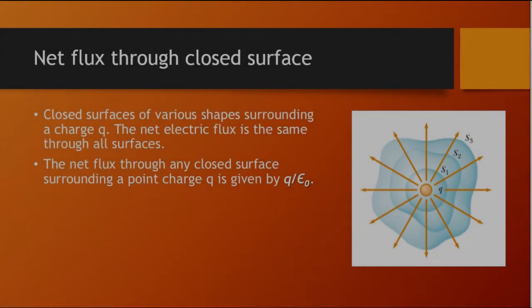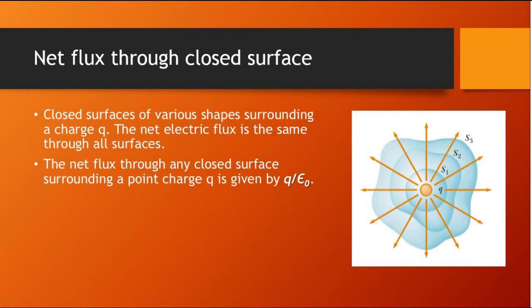Now consider several closed surfaces surrounding a charge q. As shown in the figure, surface S1 is spherical but surfaces S2 and S3 are not. From the equation, the flux that passes through S1 has the value q divided by epsilon naught. As we discussed in the previous slides, flux is proportional to the number of electric field lines passing through a surface. The construction shown in the figure shows that the number of lines through S1 is equal to the number of lines through the non-spherical surfaces S2 and S3. Therefore, we conclude that the net flux through any closed surface is independent of the shape of that surface. So the net flux through any closed surface surrounding a point charge q is given by q over epsilon naught.